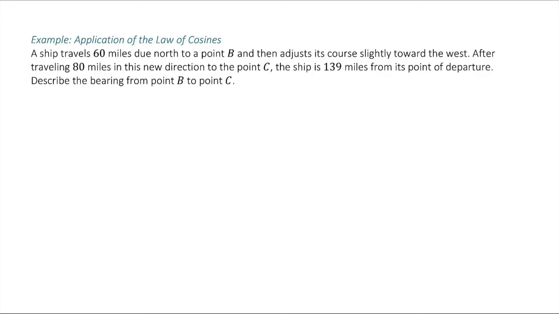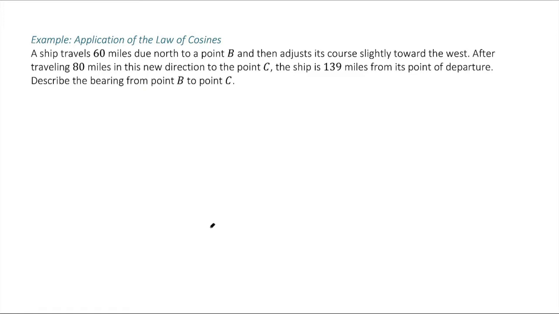A ship travels 60 miles due north to a point B, then adjusts its course slightly toward the west. After traveling 80 miles in this new direction to point C, the ship is 139 miles from its point of departure. Describe the bearing from point B to point C.